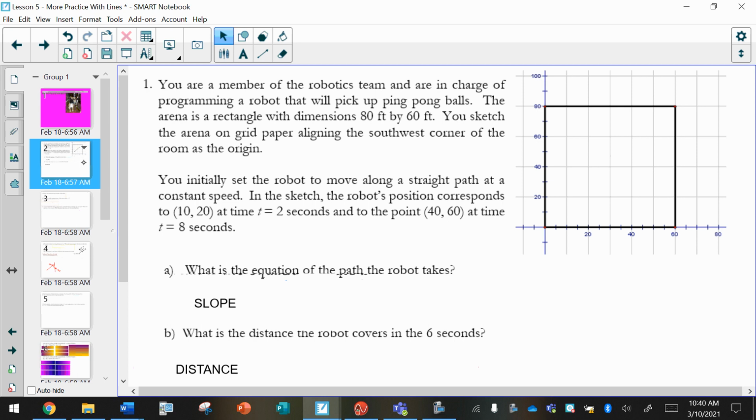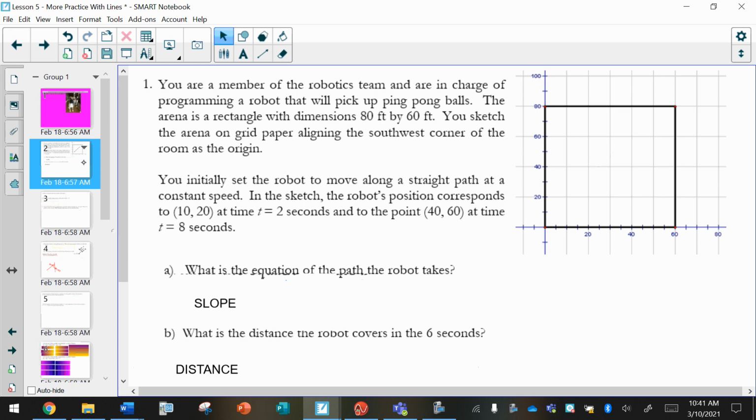Let's go back to the robot thing. You are a member of the robotics team and are in charge of programming a robot that will pick up ping pong balls. The arena is a rectangle with dimensions of 80 feet by 60 feet. You sketch the arena on grid paper, aligning the southwest corner of the room as the origin. You initially set the robot to move along a straight path at a constant speed. In the sketch, the robot's position corresponds to (10, 20) at time 2 seconds and the point (40, 60) at time 8 seconds. We're going to use this information and go through some questions similar to what we did yesterday.